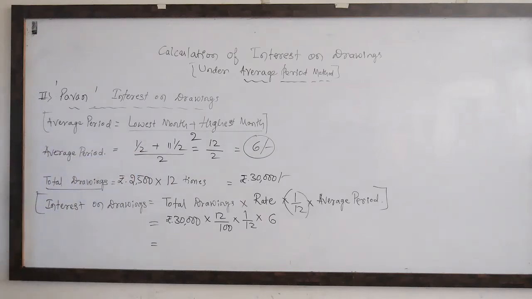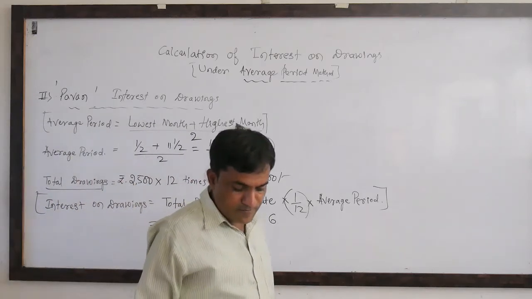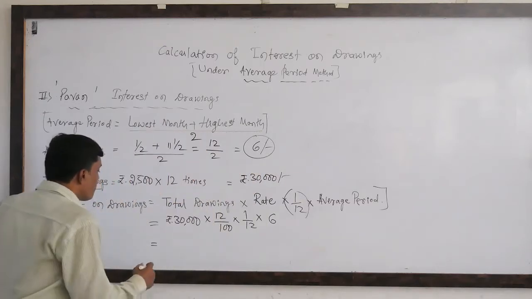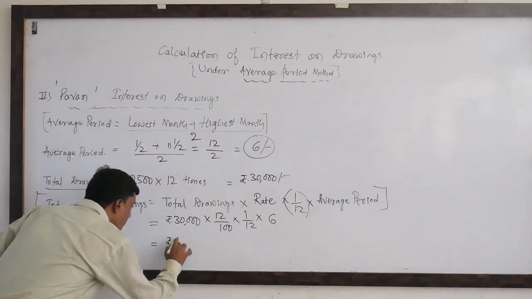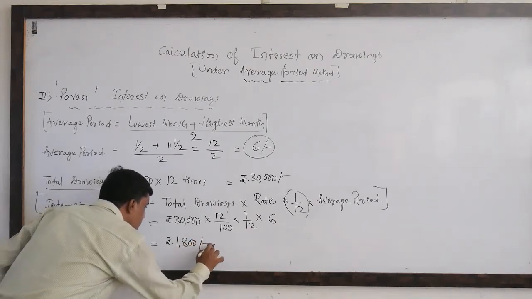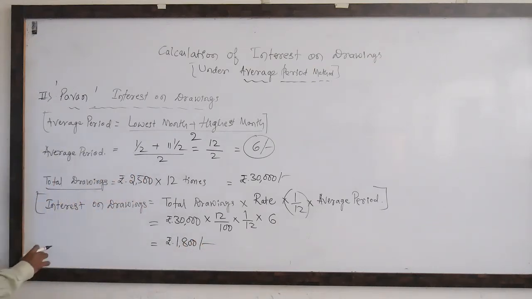By simplifying this, dear students, you can ascertain the interest on drawings. So 30,000 into 12 by 100 into 1 divided by 12 into 6. So the interest on drawings of Mr. Pawan is rupees 1,800. 1,800 is the interest on drawings of Mr. Pawan under average period method.